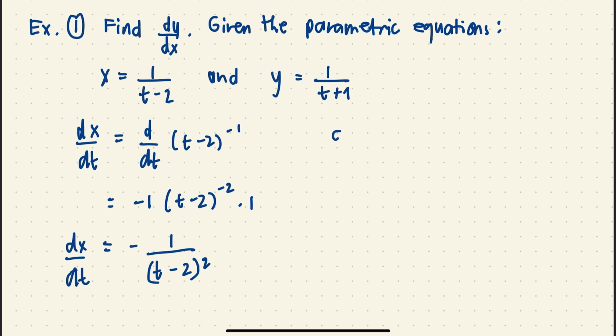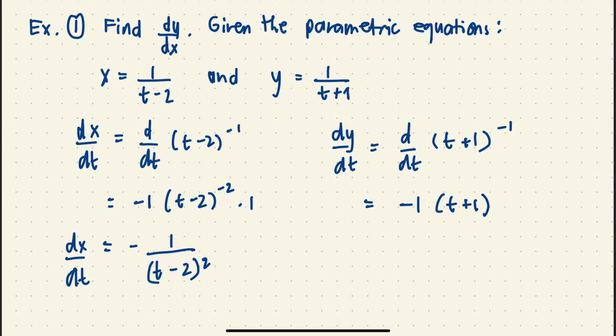Then for y, dy over dt, you get d over dt of t plus 1 raised to negative 1. Can do the same, negative 1 times t plus 1 raised to negative 1 minus 1, negative 2, times 1. So this will be negative 1 over t plus 1 squared.